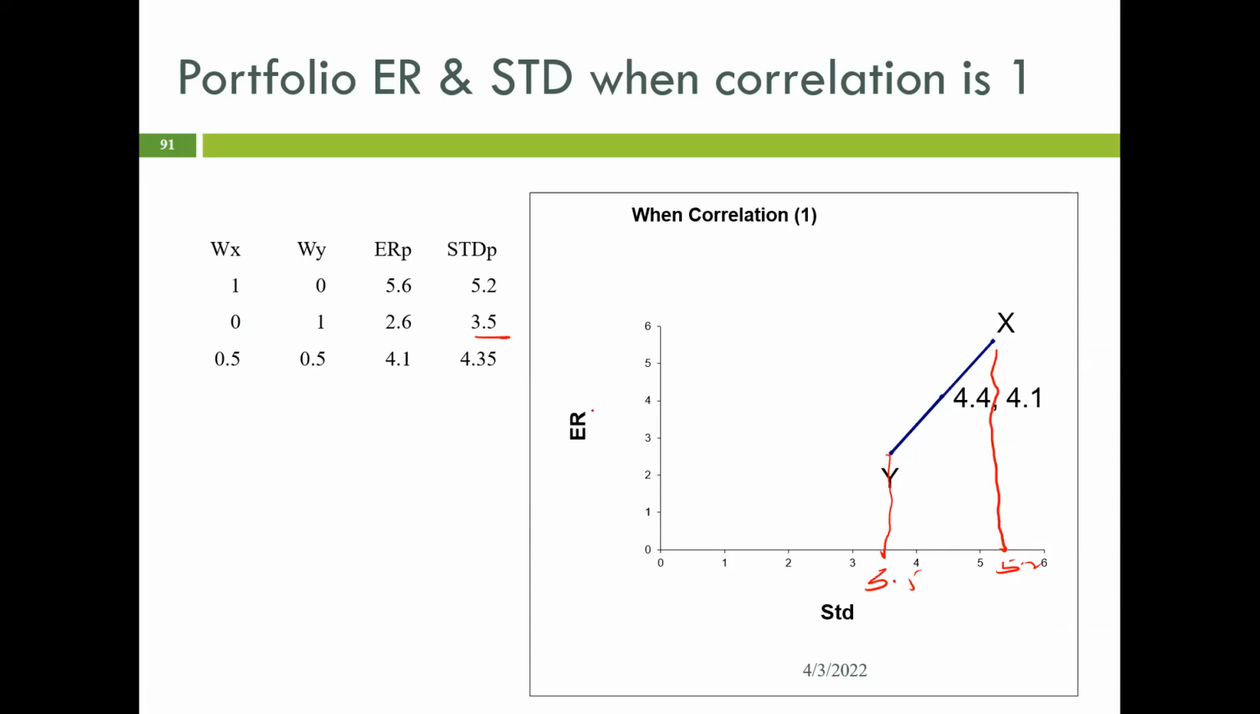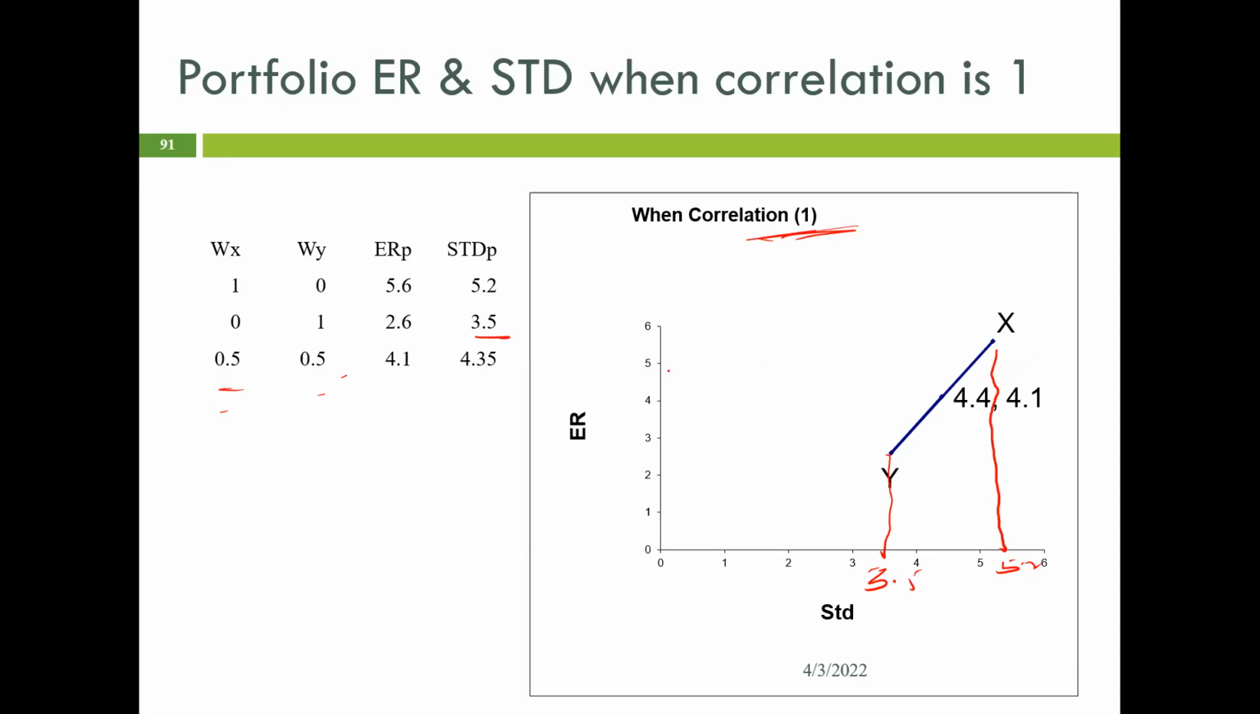Once you construct this portfolio when the correlation is perfectly positive, though you construct a portfolio by changing these weights to different proportions, you will end up with a line like this. So no diversification impact. Only the risk is a straight line. It is not increasing more than 5.2, and also it is not decreasing less than 3.5. So this is the limit of diversification when the correlation coefficient is perfectly positive.